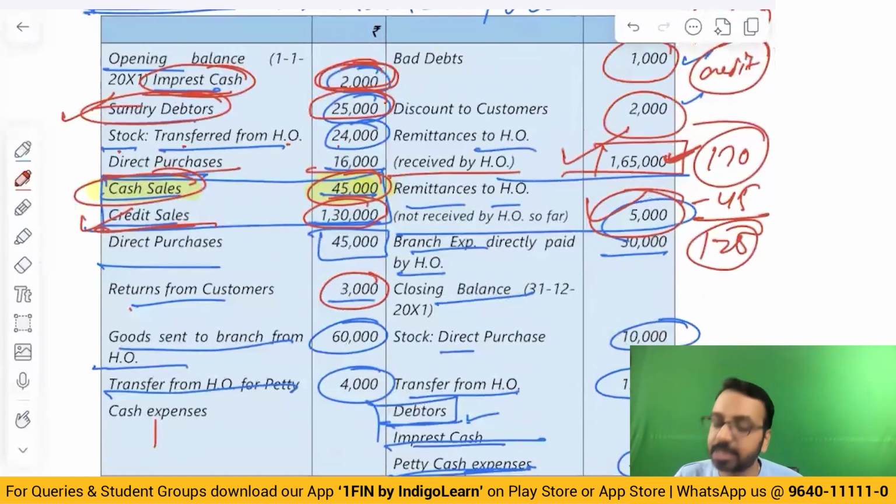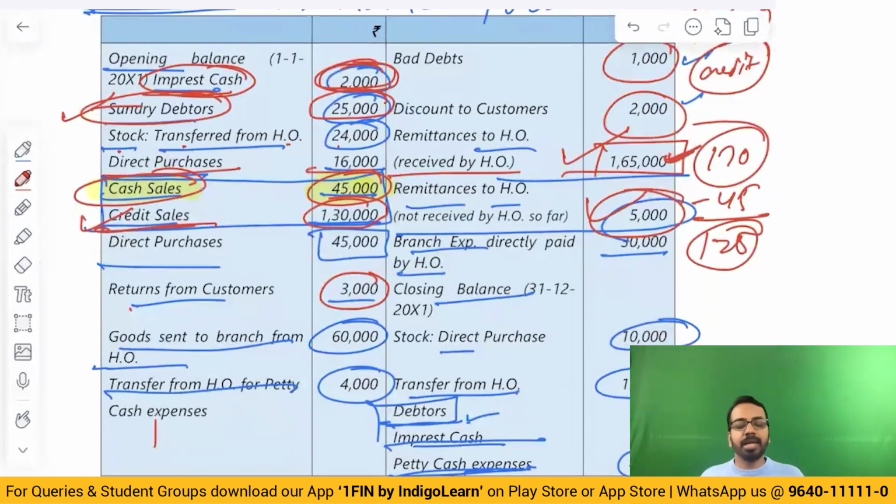Stock from direct purchases 16,000. Now some of you may say, sir, this stock of 16,000 is purchased by the branch. Why should we consider it in the opening balance? Please understand, even if the branch has purchased that 16,000, who is making the payment? Head office is making the payment. So whatever is owned by the branch is ultimately owned by the head office.